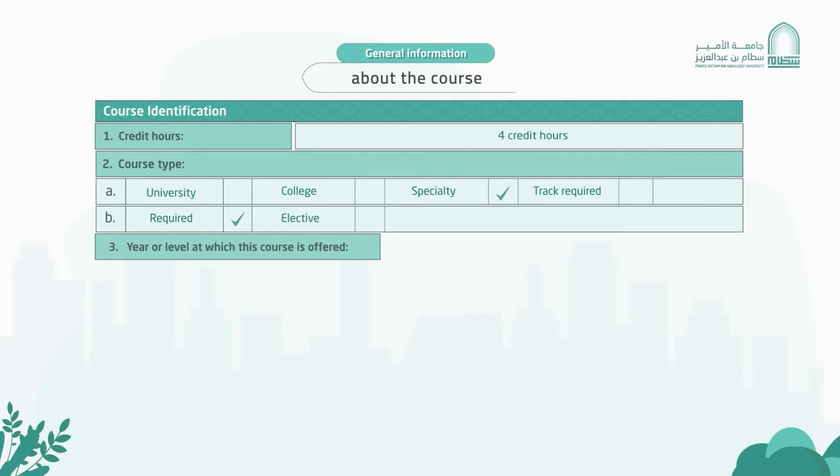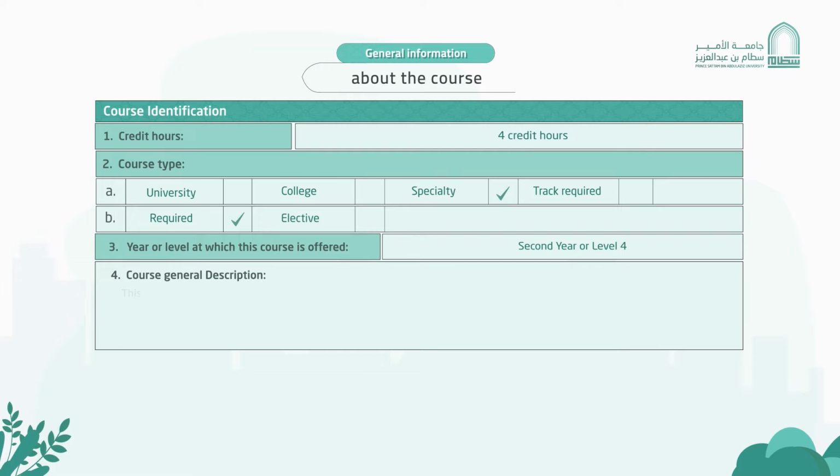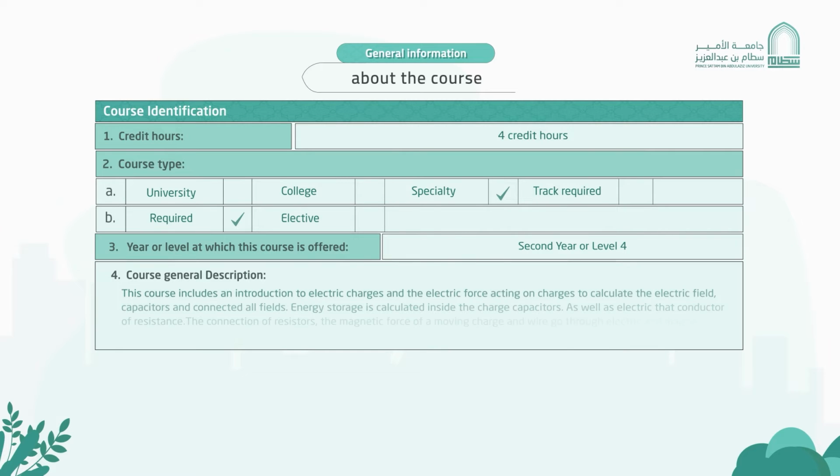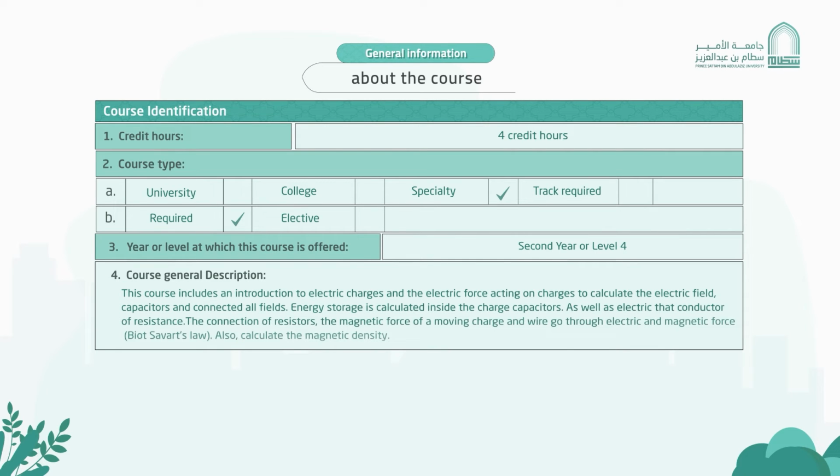3. The year or level at which the course is offered, citing the year or level at which the course is taken. 4. Course general description: writing this part of the course as a brief specification that applies to what was cited in the program study plan. Also include what will be provided to students of information, concepts, and facts. Not writing the course topics.